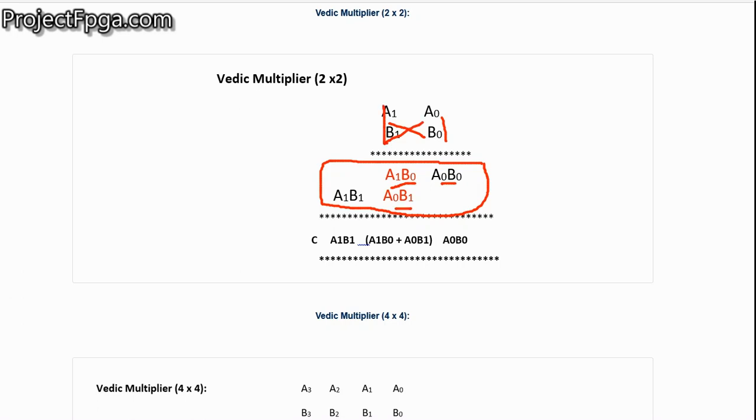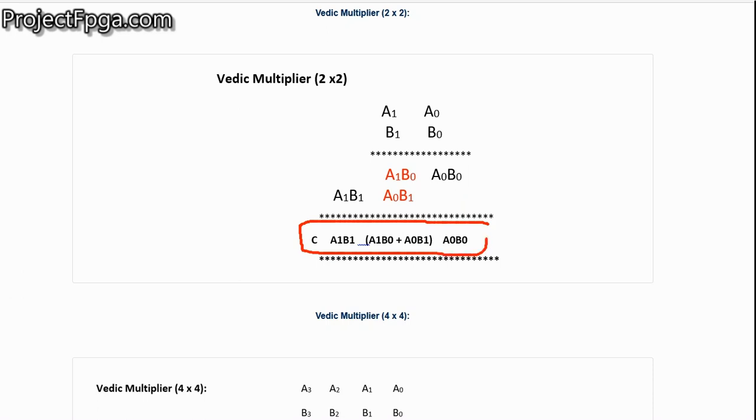After that, you will now be able to calculate them. This one comes down, then you add these two together, then you add this, then it will have a carry bit after it. So this is the usual calculation we do when we are trying to multiply two numbers. In Vedic, this is what is being represented here.